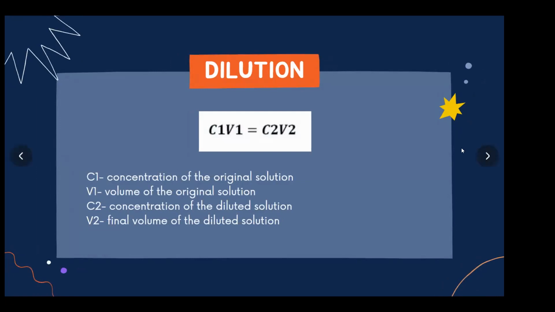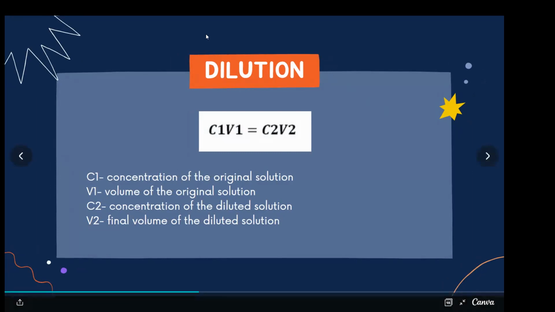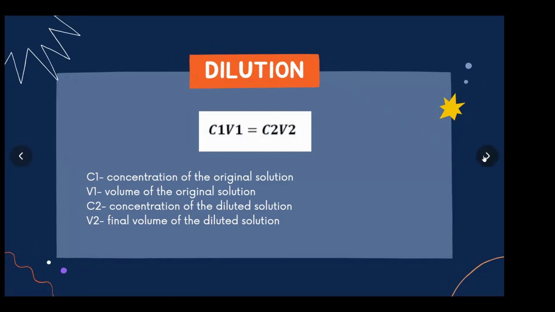For our formula, it is C1V1 is equal to C2V2, wherein C1 means the concentration of the original solution, V1 is the volume of the original solution, C2 is the concentration of the diluted solution, and V2 is the final volume of the diluted solution.